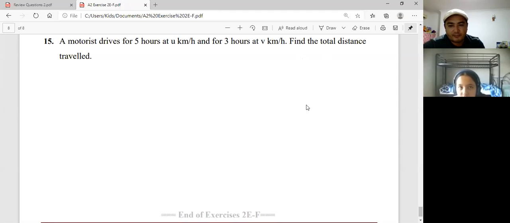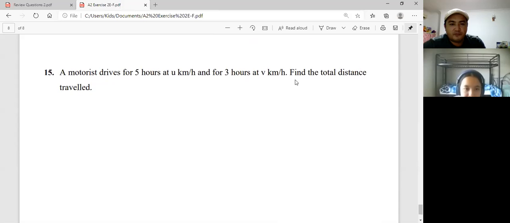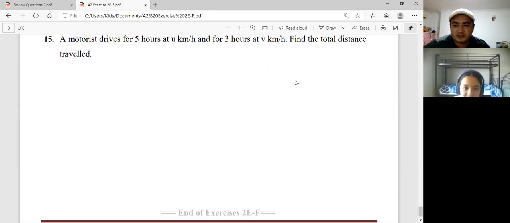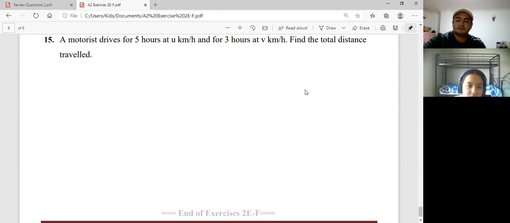Let's see. Oh, this is the last question? Finally, very good. Let's finish it. A motorist drives for 5 hours at u kilometers per hour and 3 hours at v kilometers per hour. Find the total distance traveled.